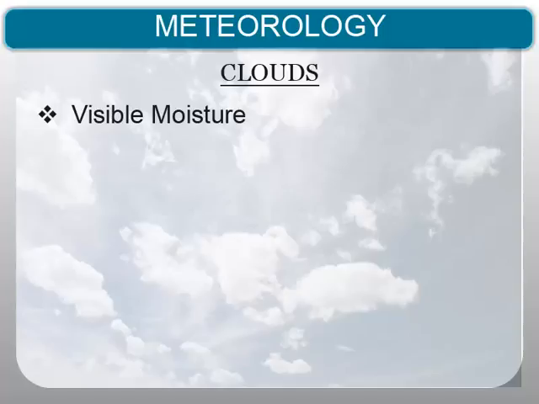Clouds are, essentially, visible condensed moisture. Saturation-producing processes create cloud formations in the atmosphere. There exist three major types of clouds.